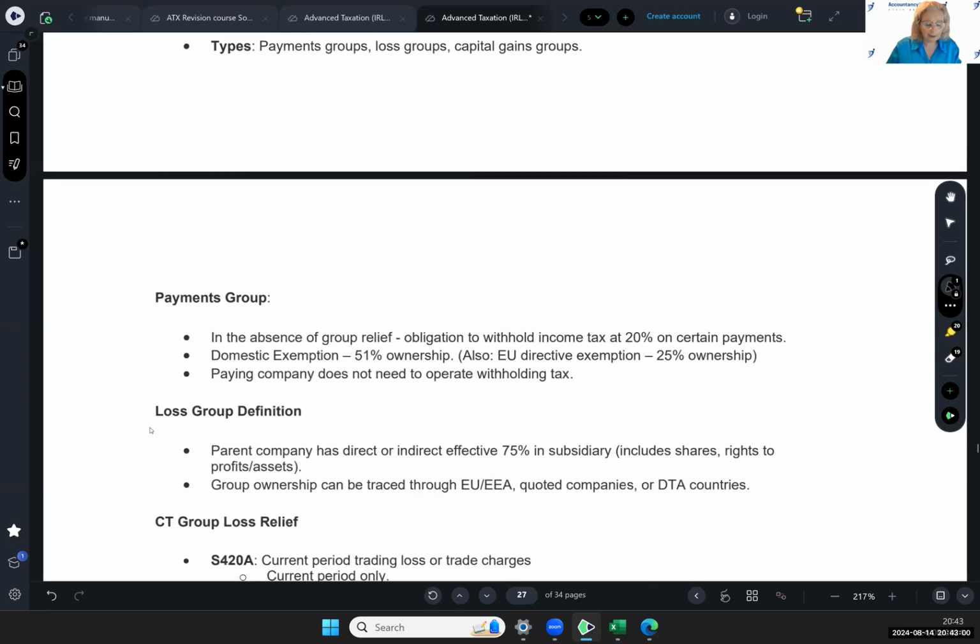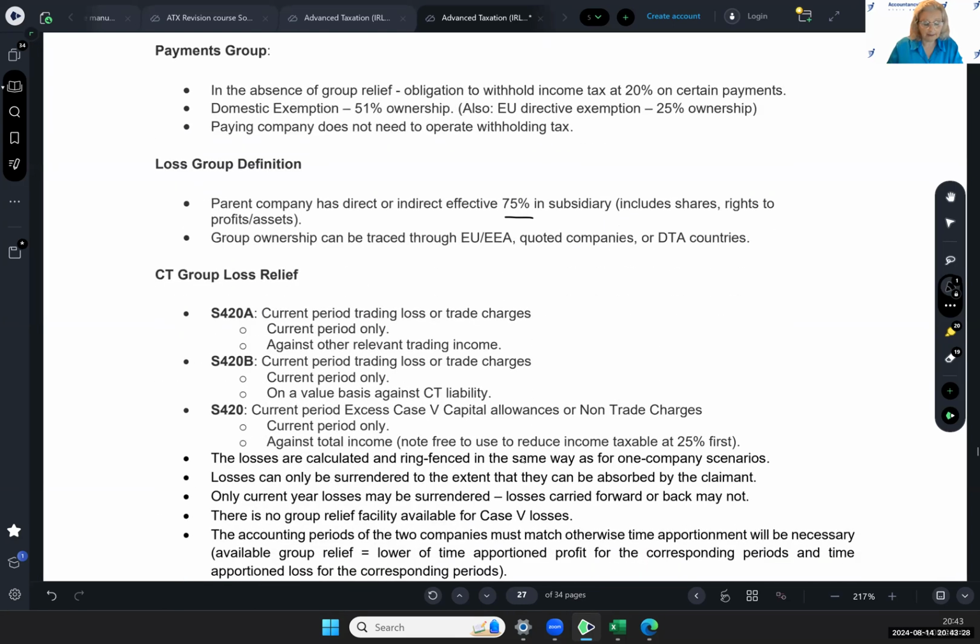So for the loss group definition, your parent company has a direct or indirect effective 75% in a subsidiary. And it must be shares, rights to profits and assets. It must be full ownership of the company. We don't need to worry about this second condition because both of our companies are Irish resident. So once we get them into a group, i.e. that there's at least 75% ownership, then group loss relief will apply.